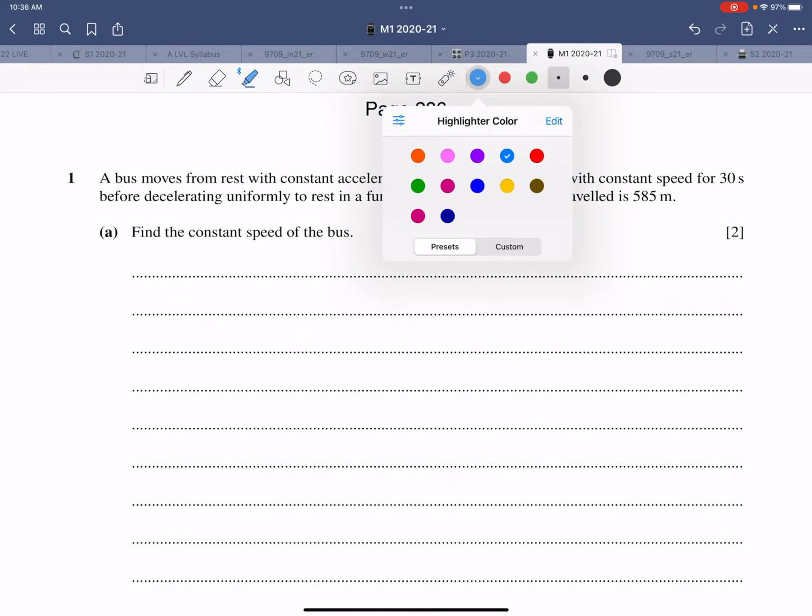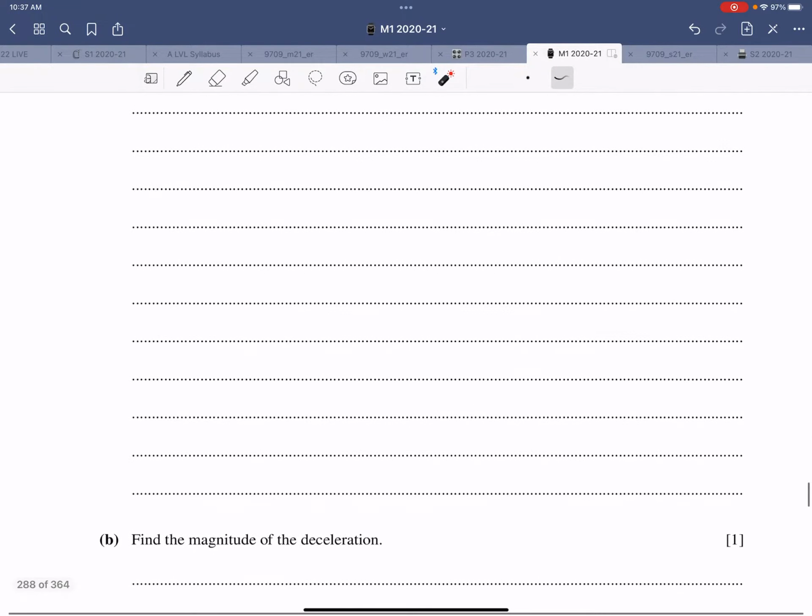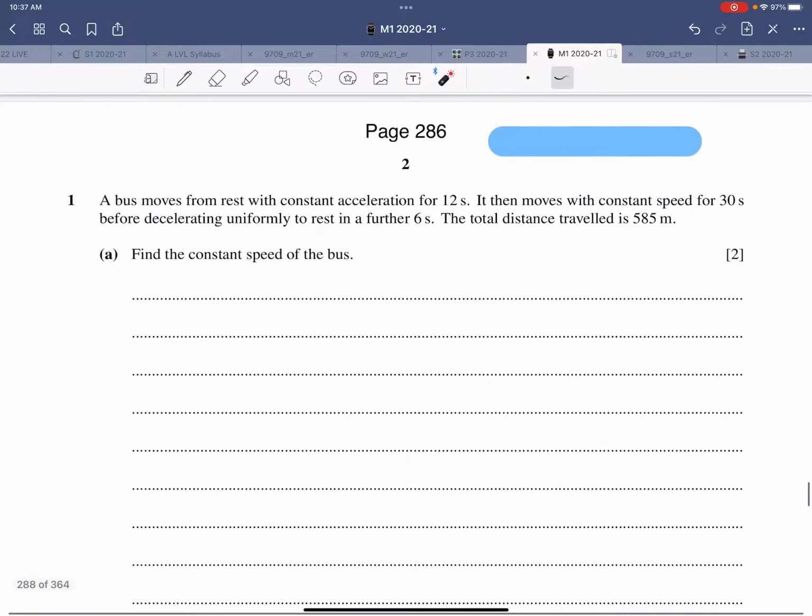The first question says, a bus moves from rest with constant acceleration for 12 seconds. It then moves with constant speed for 30 seconds before decelerating uniformly to rest in a further 6 seconds. The total distance traveled is 585 meters. Find the constant speed, and find the magnitude of deceleration.